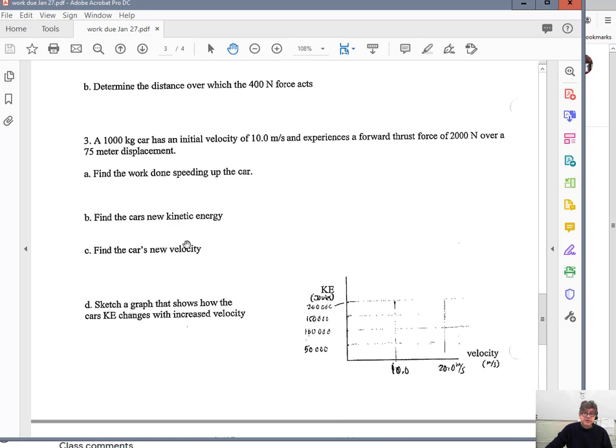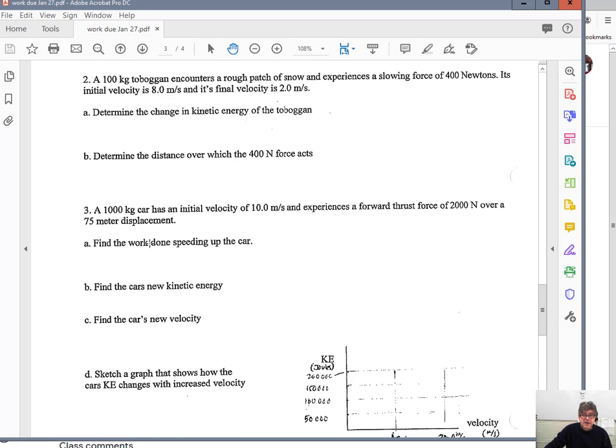Finally, not finally, but at least on this page, finally, very straightforward, I think, for A, because work is force times distance, and I give you force and distance, so that's good. But it gets much harder for B, the car's new kinetic energy. So if you haven't picked it up yet, we're talking about something in class. I was talking about the work energy theorem.